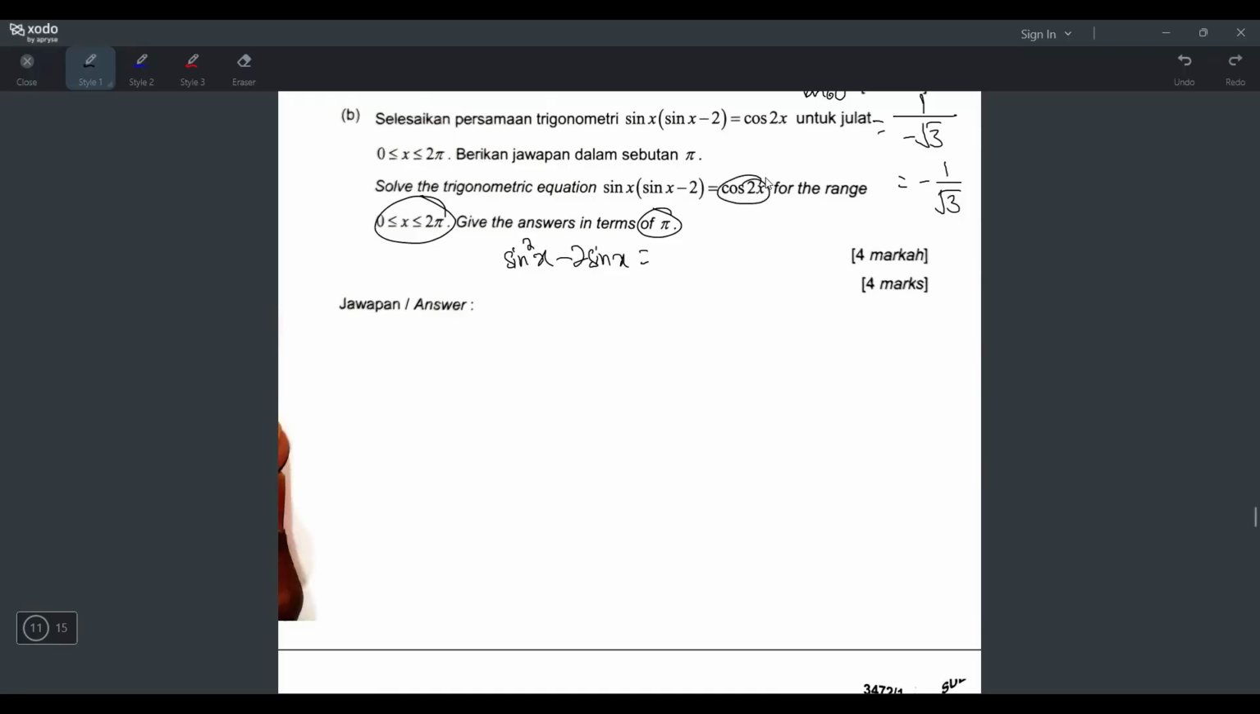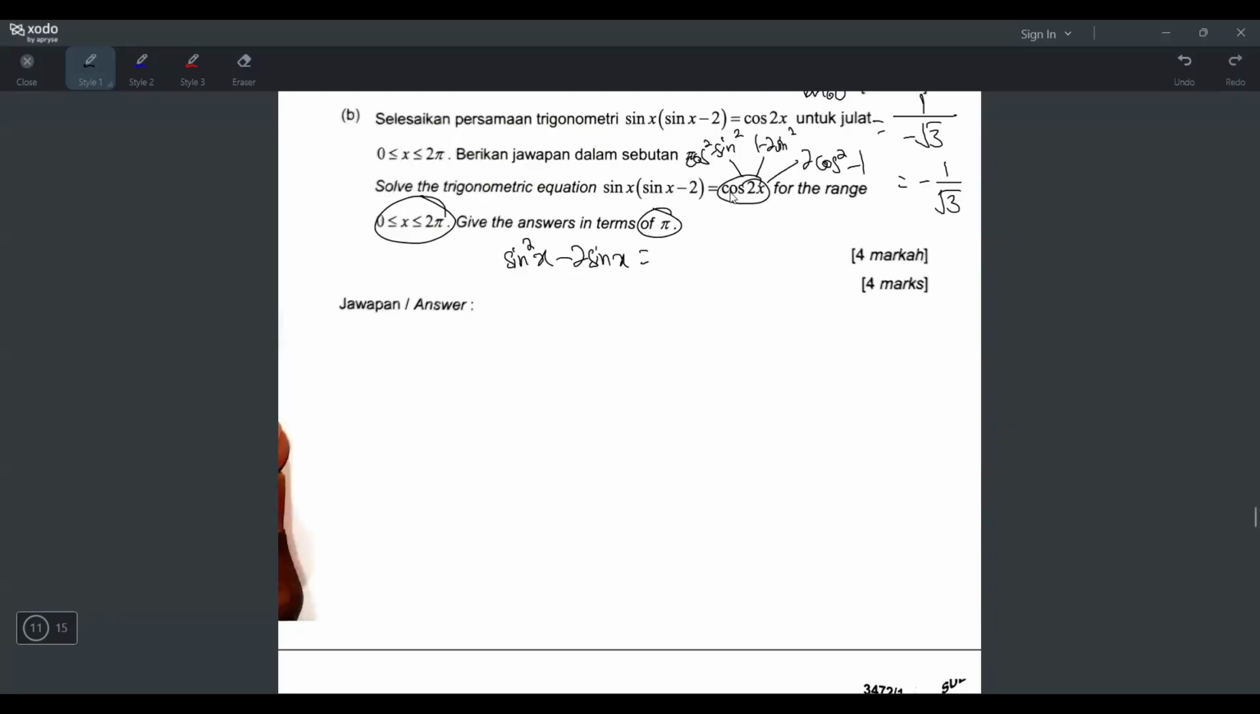And for the cos 2x, this one you can use the double angle formula. Cos 2x can change to three things. You can change to cos square minus sine square. It can also change to 1 minus 2 sine square. And you can also change to 2 cos square minus 1. Okay, I know this formula, and it is given in the exam. But actually you should memorize it. Because when you memorize it, you can take it out whenever you want.